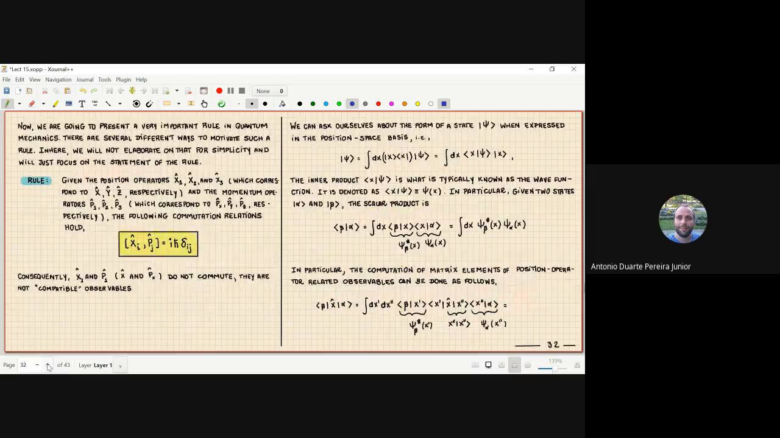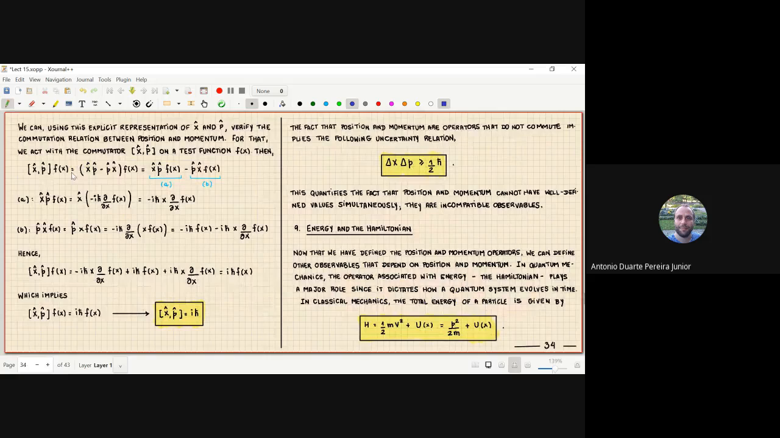Well, I can just write the definition of the commutator. It will be x hat p hat minus p hat x hat acting on the function f. And then I can use the linearity of this to write x hat p hat acting on f minus p hat x hat acting on f. And then I just call this expression A, and this expression B, and I'm going to do the calculation of A and B separately.